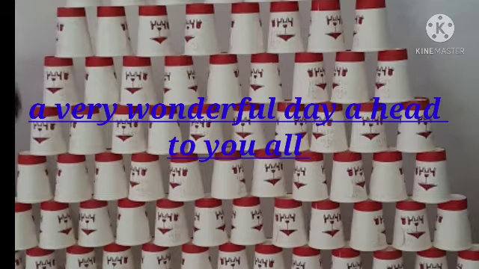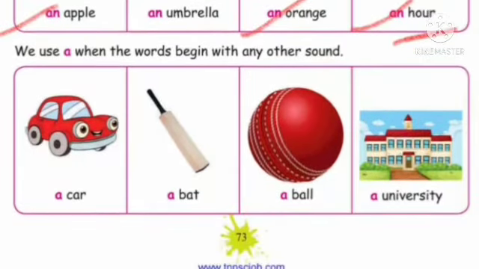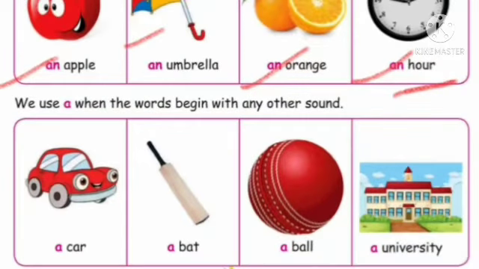So, let's follow now. Now, the next is we use a when the words begin with any other sound. For example, look over here, children. On your screen, there is a car picture. Because it is a one, I have used a car. There is a bat. It is a one, so we are using a bat. And this is also producing a consonant sound, so we are using a. Okay, and there is a ball, because there is a one.